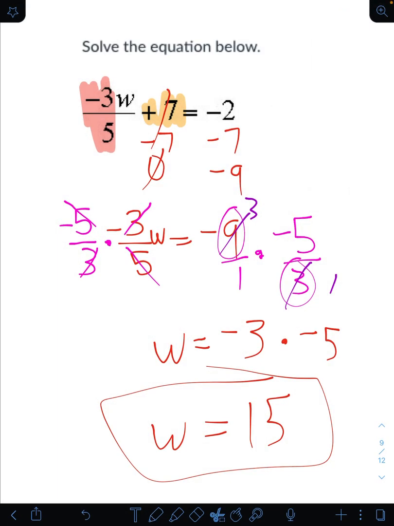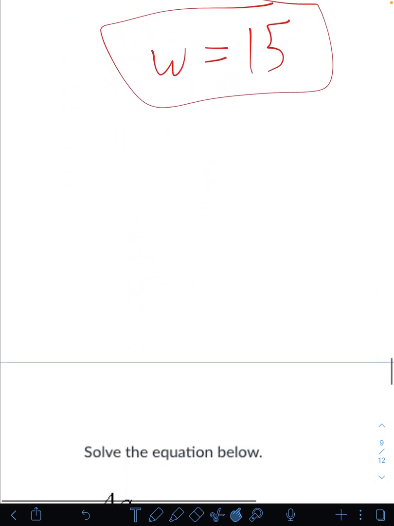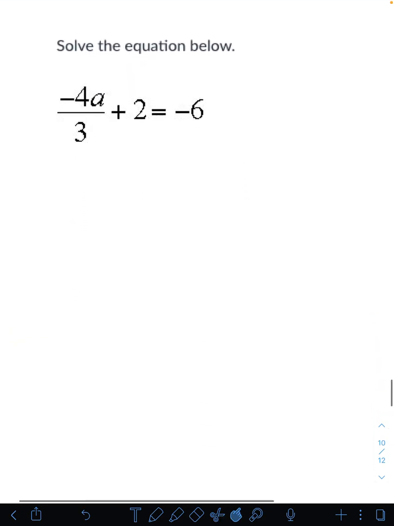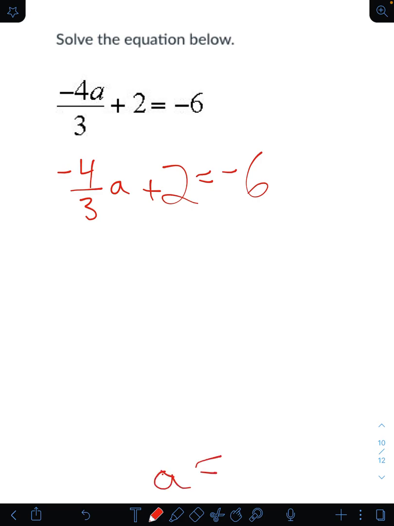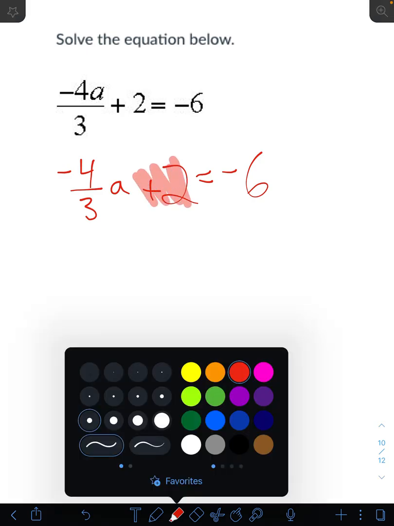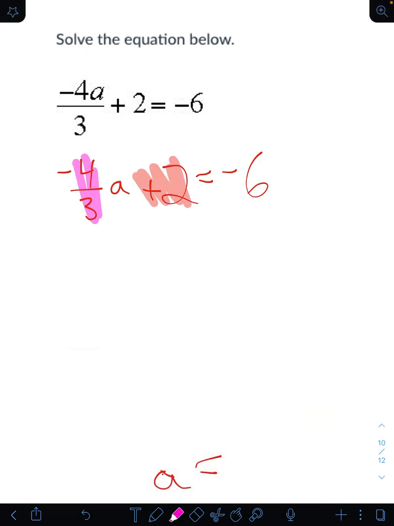Okay. Let's look at another one. So negative 4/3 a plus 2 equals negative 6. And I want a to be alone. So I've got to get rid of the plus 2, and I have to get rid of the minus 4/3. Let's get rid of the plus 2 first. The opposite of that is a minus 2. I do it to both sides.